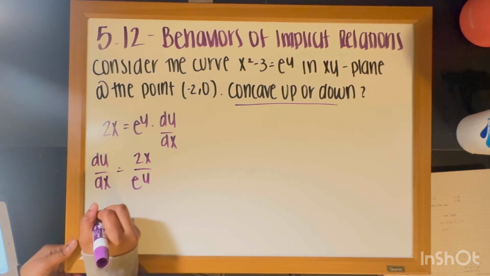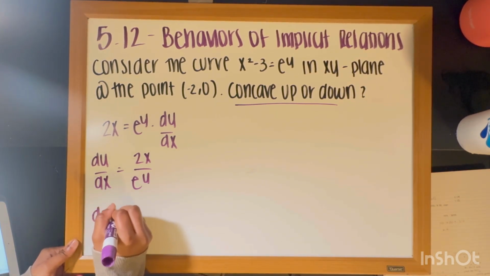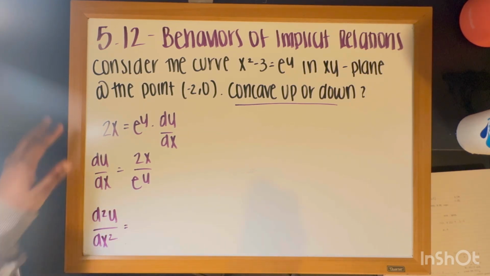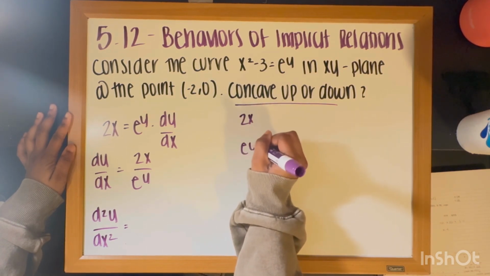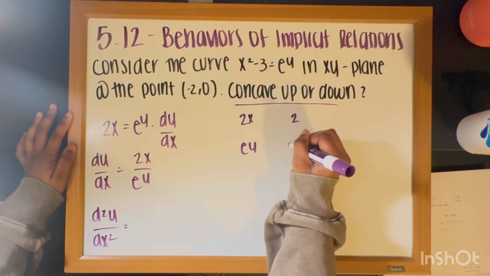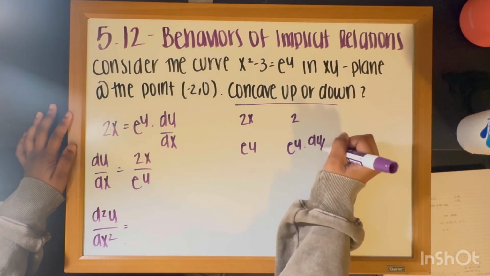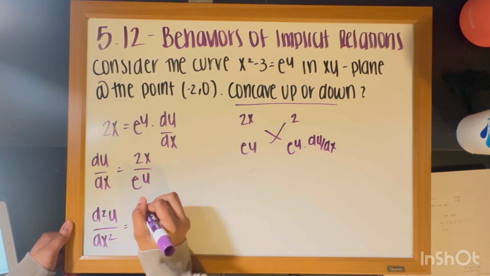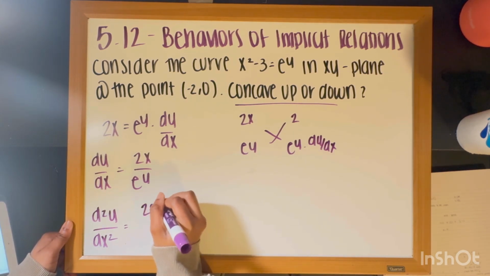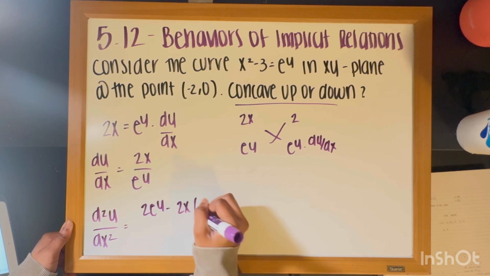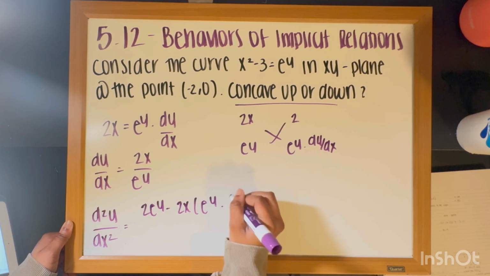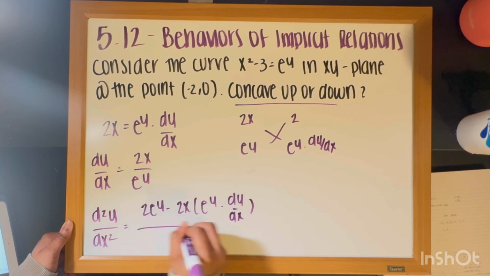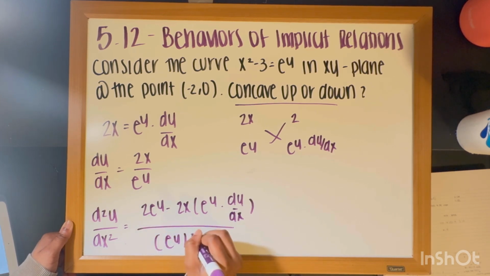And now we have to find our second derivative. So d2y over dx squared. We will use the quotient rule. So I'll take 2x e to the y. We have 2 and we have e to the y times dy over dx. And that gives me 2e to the y minus 2x e to the y dy over dx all over e to the y squared.